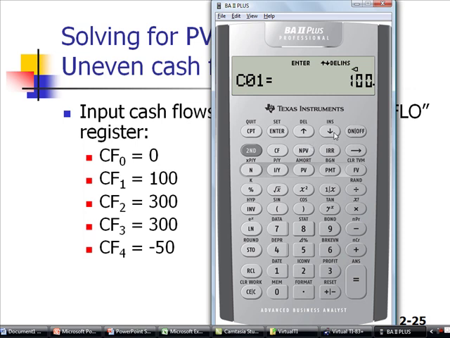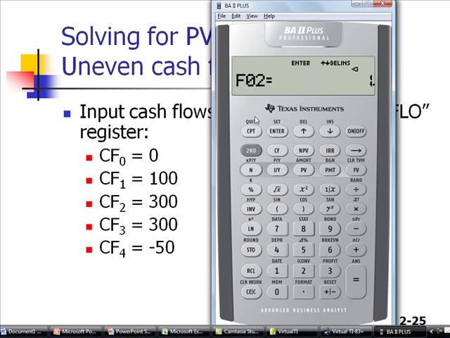Push the down arrow again and you'll see F01. That stands for frequency. In other words, it's asking you how many times in a row did this cash flow occur? The answer is only once. So that's the default. We'll just leave it alone, push the down arrow, go to the next item. Cash flow 2, that's $300. So type that in, push the enter key, and then push the down arrow.